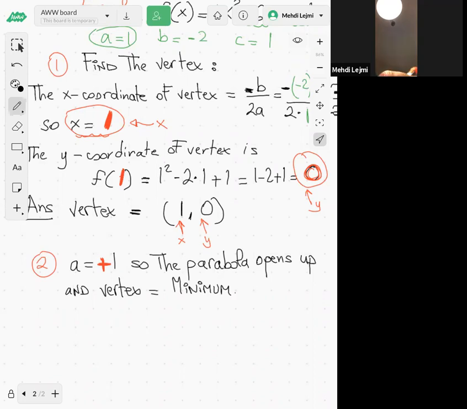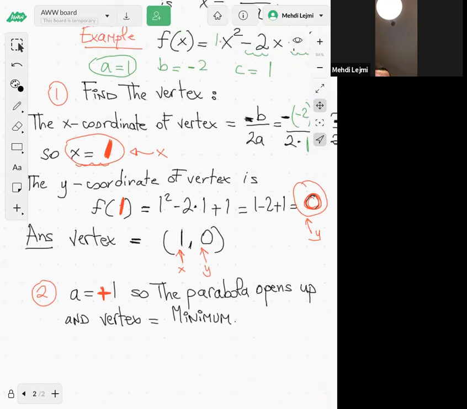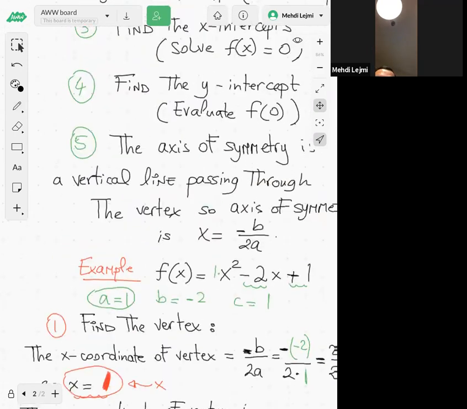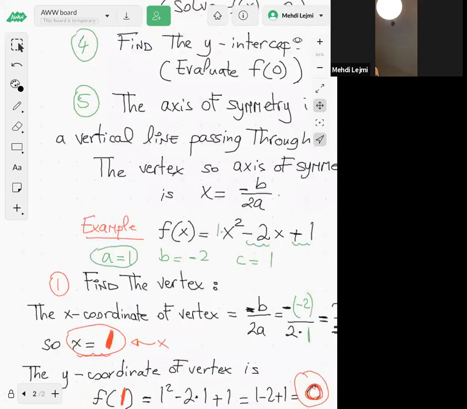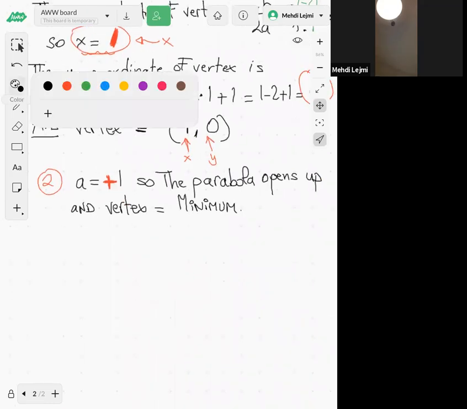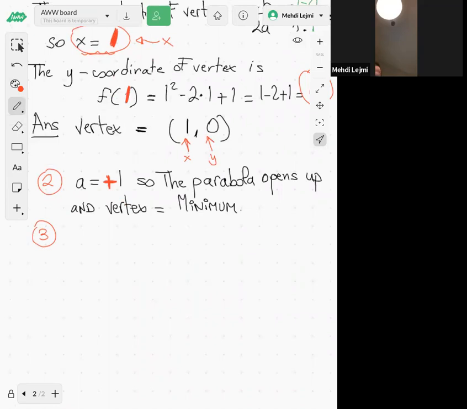All right, and then next, what else do we need to do? We have the vertex, we know it opens up. I have to plot the x-intercepts and the y-intercept. So for the x-intercepts, we just solve f of x equal to 0. Remember, guys, the x-intercept is the intersection of the graph with the x-axis. So in this third step, we have to find the x-intercepts, and then of course, we're gonna plot them. You just have to solve f of x equal to 0.